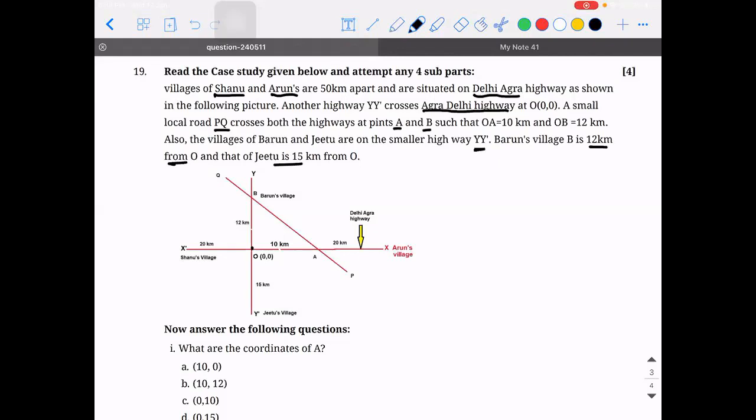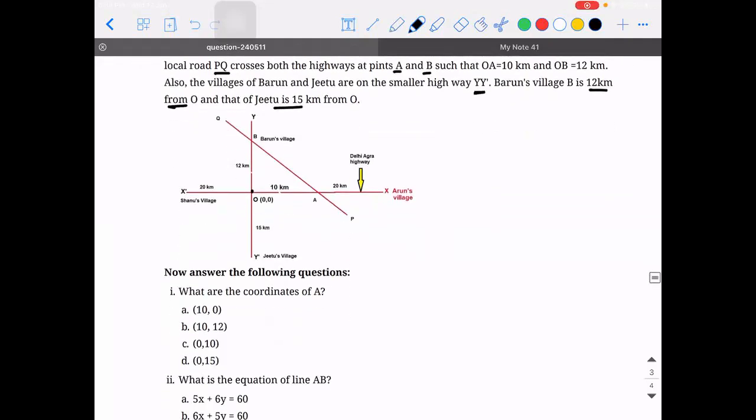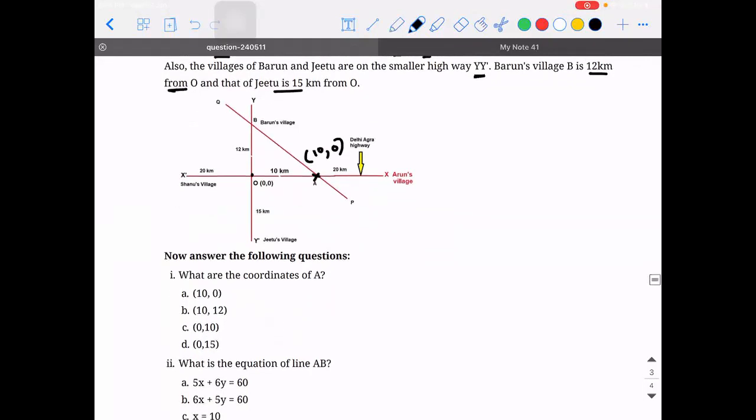It's 12 km, and Jitu, where is Jitu? Downwards, 15 km. What are the coordinates of point A? It's easy. 10, 0. What is the equation of AB? So this is 10, 0, this is 0, 12. What is the slope? Slope of AB is 12 by 10, that is 6 by 5.